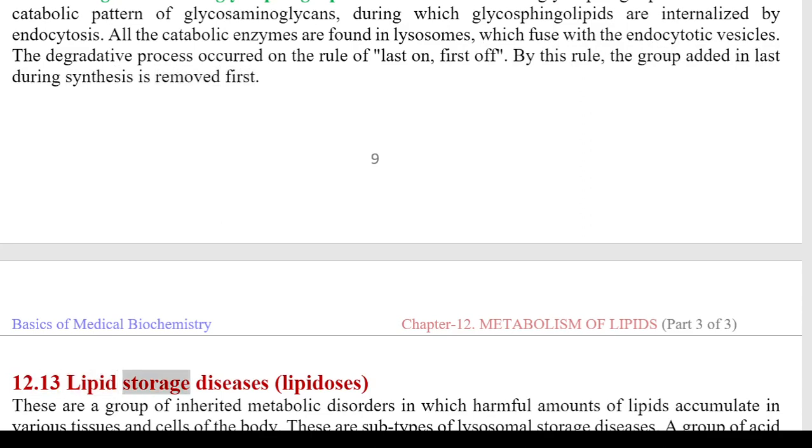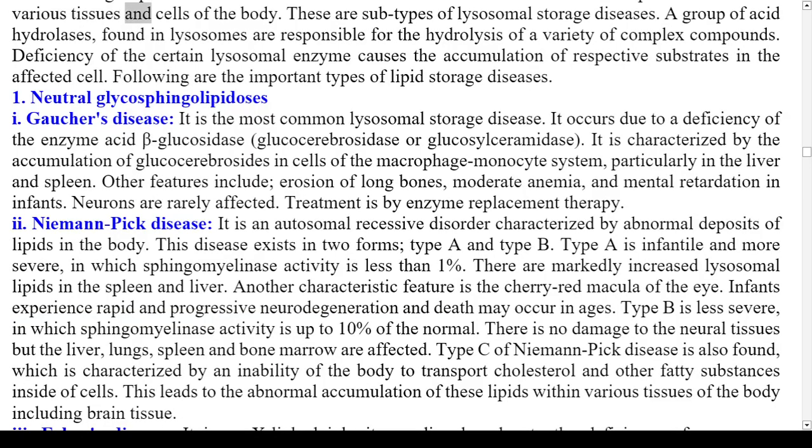12.13 Lipid storage diseases, lipidoses. These are a group of inherited metabolic disorders in which harmful amounts of lipids accumulate in various tissues and cells of the body. These are subtypes of lysosomal storage diseases. A group of acid hydrolases, found in lysosomes, are responsible for the hydrolysis of a variety of complex compounds. Deficiency of a certain lysosomal enzyme causes the accumulation of the respective substrates in the affected cell. Following are the important types of lipid storage diseases.